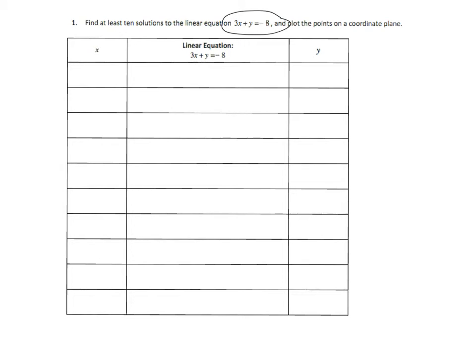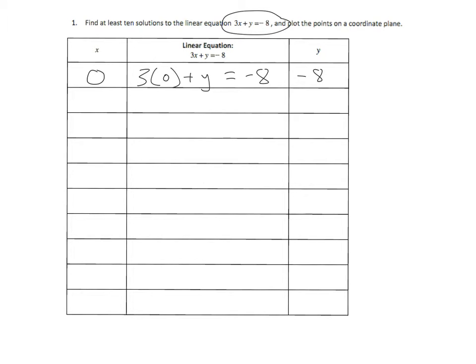So we could start by putting in a value, and I like to choose my zeros. So if I put 0 in for x, I think you guys know that we would do 3 times 0, and so then we'd have to add y, but we know that has to equal -8. So in this case, since 3 times 0 is 0, y would have to equal -8.